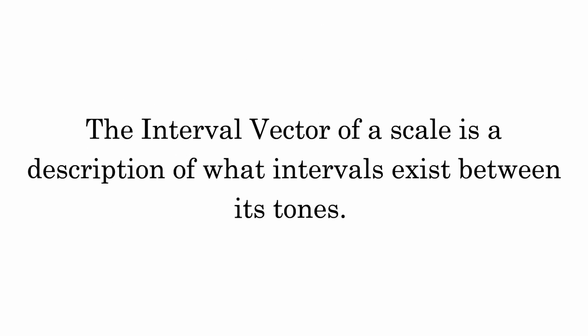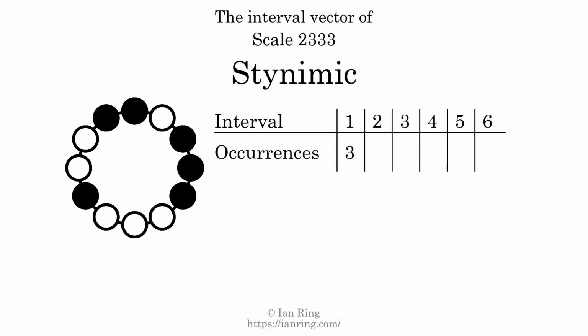The interval vector of a scale is a description of what intervals exist between its tones. There are 3 intervals with the size of 1 semitone. They are here, here, and here. There are 2 intervals with the size of 2 semitones. They are here, and here. There are 3 intervals with the size of 3 semitones. They are here, here, and here.